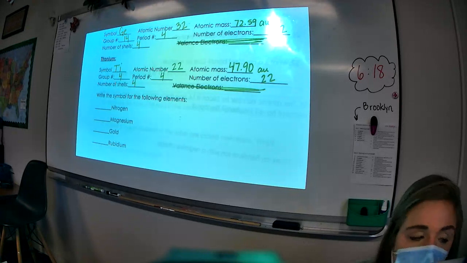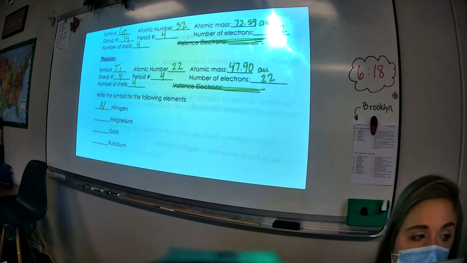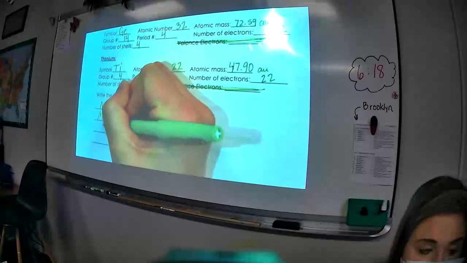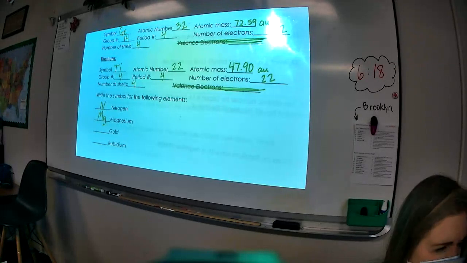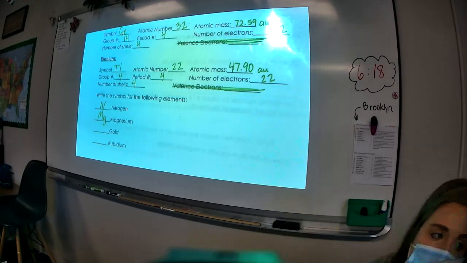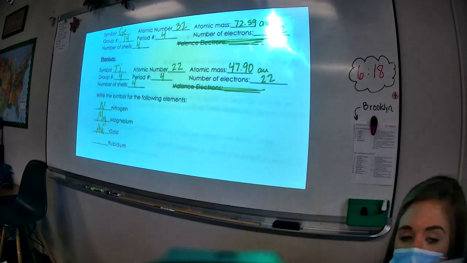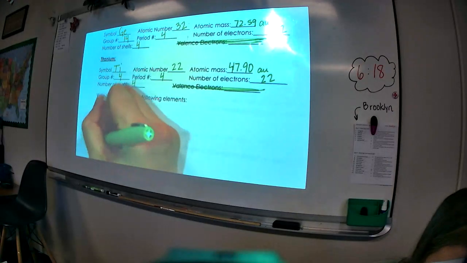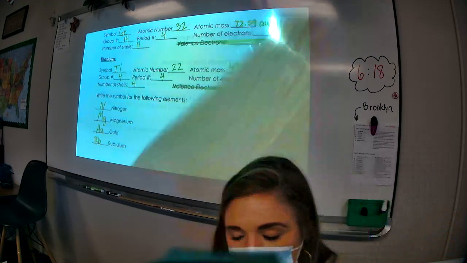Yes, write the symbol for the following elements. Connor, symbol for nitrogen? Capital N. Magnesium. Nathan? Capital M, lowercase g. Good. Gold. Nico? Good. Well, guys, give me the capital. Good. Capital A, lowercase u. And rubidium. Hannah? Capital R, lowercase b. Good. All right, going on to the next page.